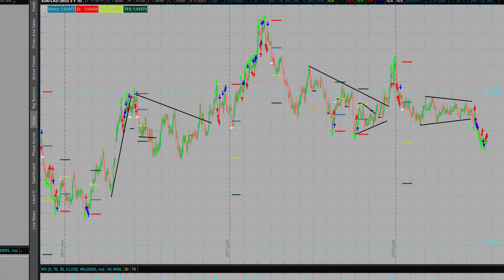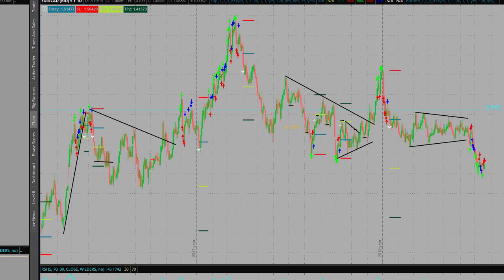Today we're taking a look at the Euro CAD, or the Euro currency versus the Canadian dollar. I get asked the question a lot: does seasonality exist in the currency market, or in the Forex market? And the answer is absolutely yes, it does. So I wanted to point out this potential setup in the Euro CAD.